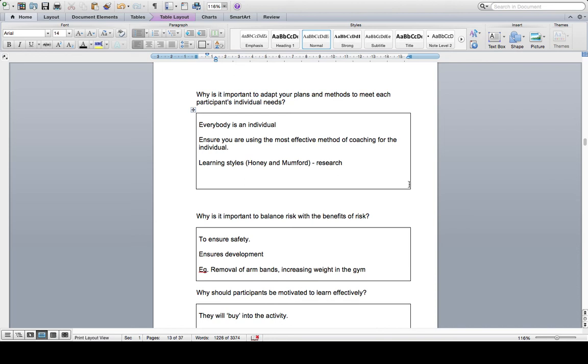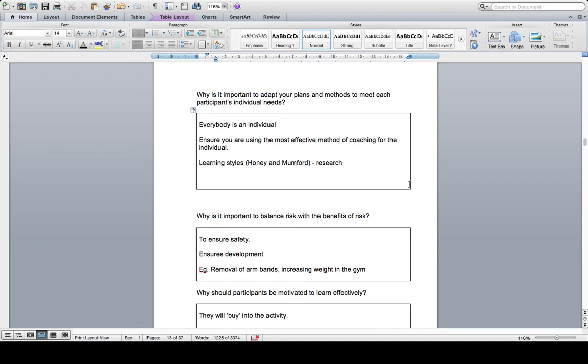And again, I know I've gone on about it before, but you need to consider different learning styles for different people, because everybody's got their own learning style as well. And it's not just one or the other, it could be a mixture of a few, okay? And as you can see in that box there, I've put down learning styles and in brackets Honey and Mumford. That's not the name of some kind of accompaniment in a band. They are two researchers, okay?